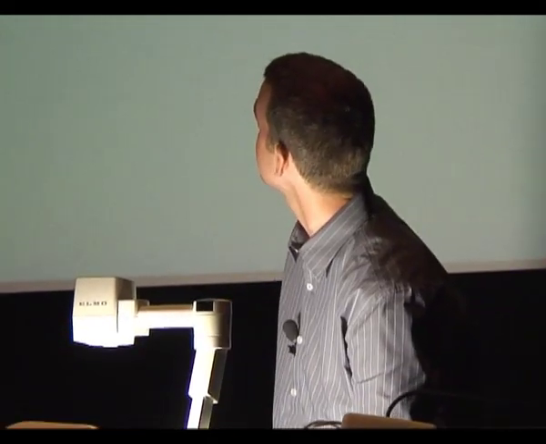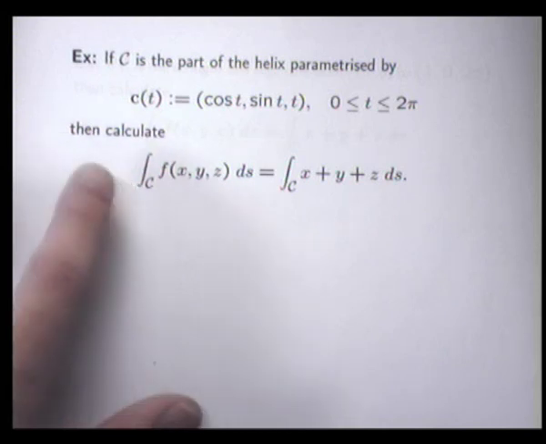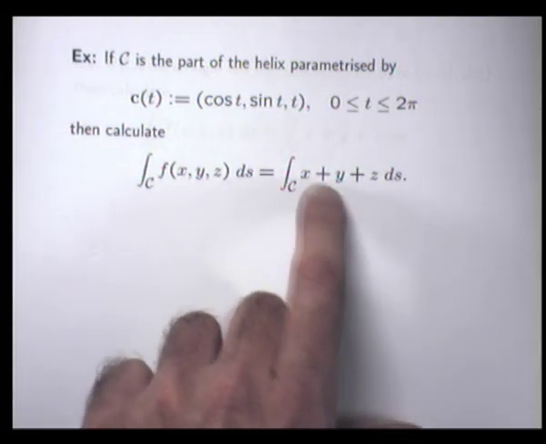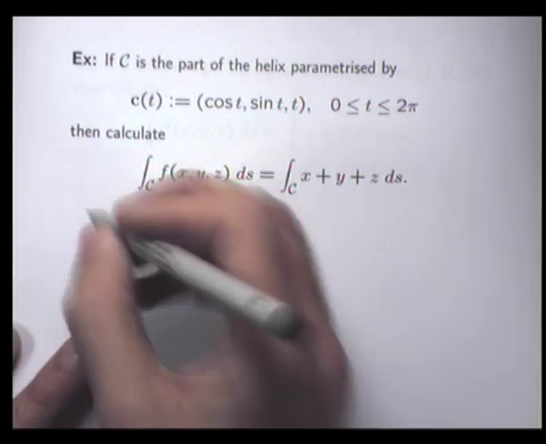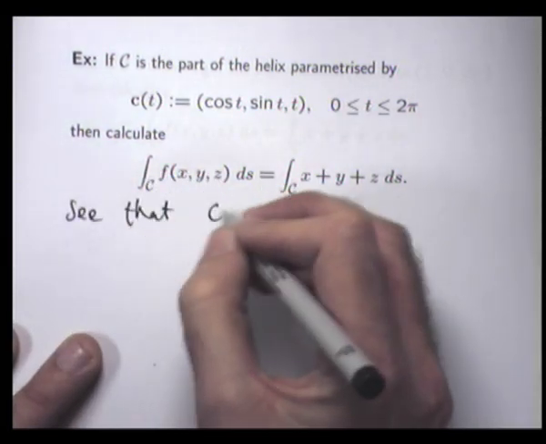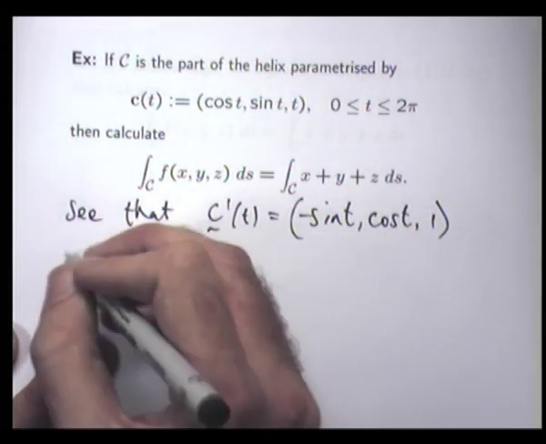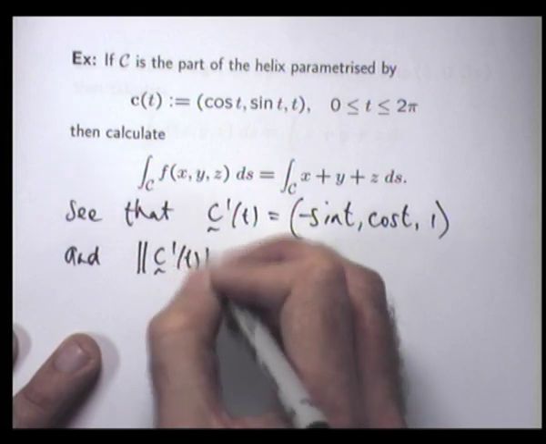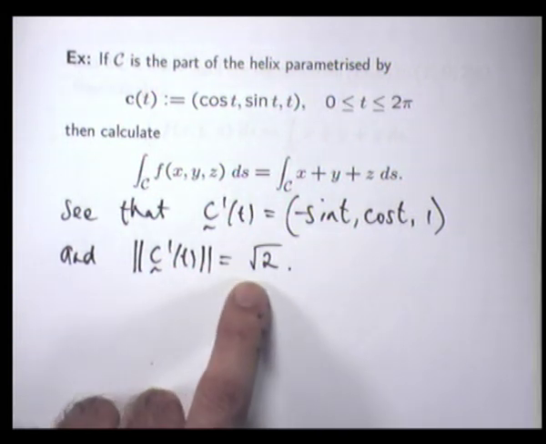All right. Here's another example. C is part of a helix parameterized by this vector function here. Calculate the scalar line integral of this particular example. The nice thing here is we have our parameterization. We don't need to go out and find it. So C dash is going to be something like minus sine t, cos t, 1. And the magnitude of C dash, what's it going to be? Anyone? Root 2, because cos squared plus sine squared equals 1. Again, see there's no t dependency here, although that is rare.